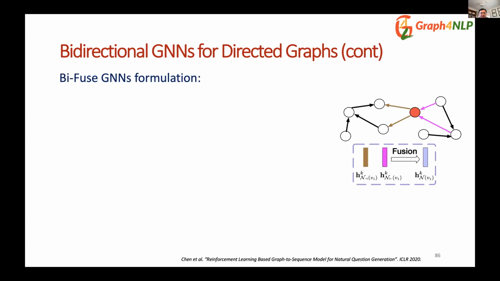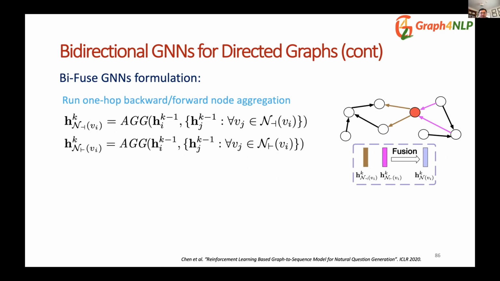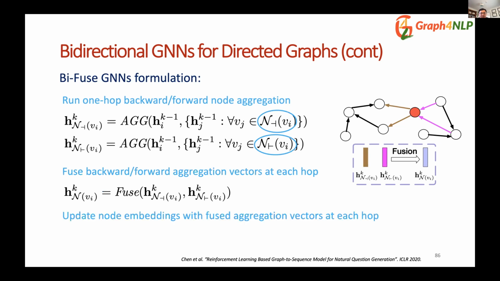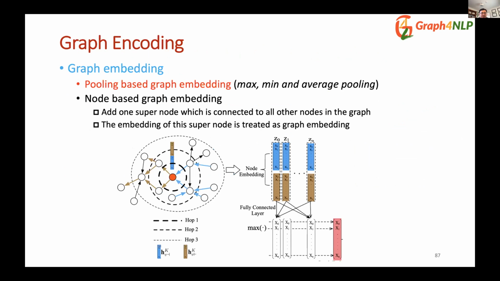The second one is called bifuse. Bifuse, as the name suggests, tries to fuse the intermediate representations from both incoming and outgoing directions, doing this fusion step a little bit earlier. We found that this sometimes performs better and sometimes performs worse compared to bisect. We'll have some experiments later, but this is essentially another way to do the bidirectional graph neural nets.